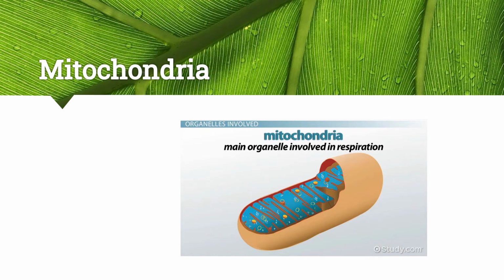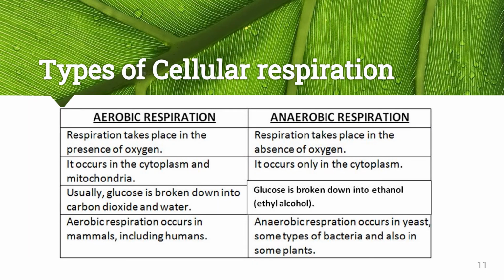Now, cellular respiration takes place in the mitochondria, also known as the powerhouse of the cell. There are two types of cellular respiration. It could either be aerobic respiration or anaerobic respiration. Aerobic respiration takes place in the presence of oxygen. On the other hand, anaerobic takes place in the absence of oxygen. Aerobic occurs in the cytoplasm and mitochondria, while anaerobic occurs in the cytoplasm.